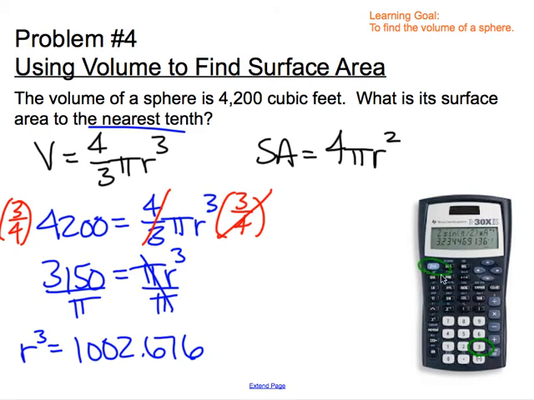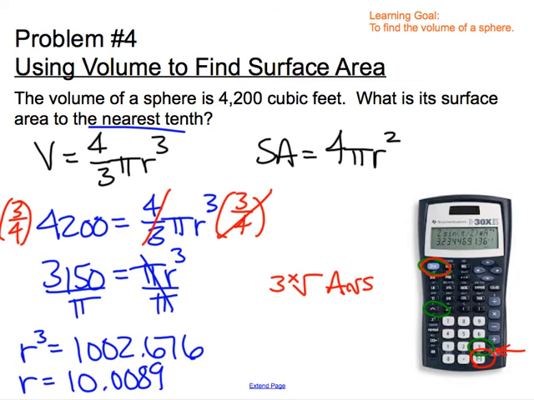then we want to hit second, then we want to hit this caret symbol, and then we want to plug in the answer that we just got. So we're going to hit second, and then the negative sign. Then we're going to press enter. So when you put all that onto the calculator screen, it should look something like the cube root of Ans. Now once you've done that, you should get r, which is going to be somewhere in the neighborhood of 10.0089. This is the value that we're going to use when we calculate the surface area.